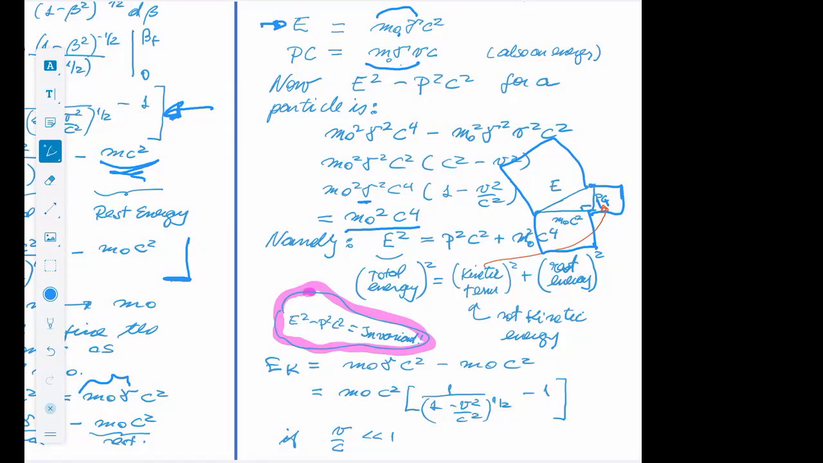E squared minus P squared C squared doesn't matter what the velocity of the reference frame is, because this is equal to the rest mass. And the rest mass of the object is the same no matter what the velocity of the system is, okay? So we can use this to solve interesting problems, and we will use it to work with photons at one point. Photons are particles of light that have zero rest mass. So essentially the energy will be equal to PC, because the invariant part will be equal to 0, okay?